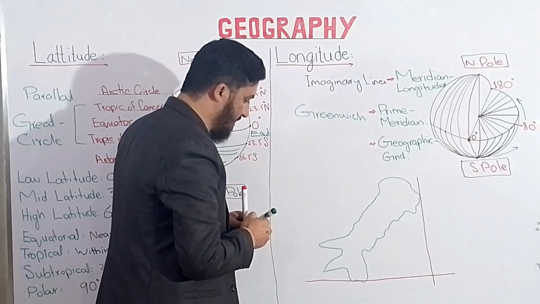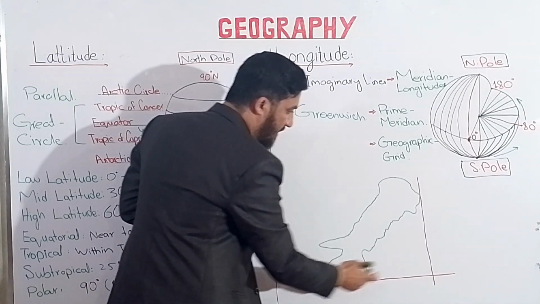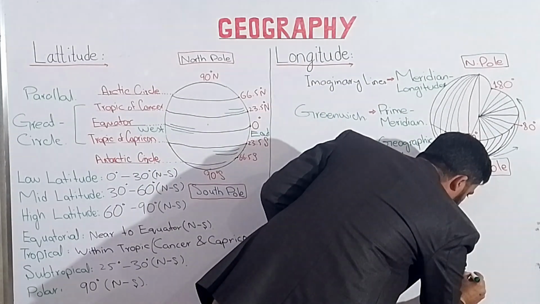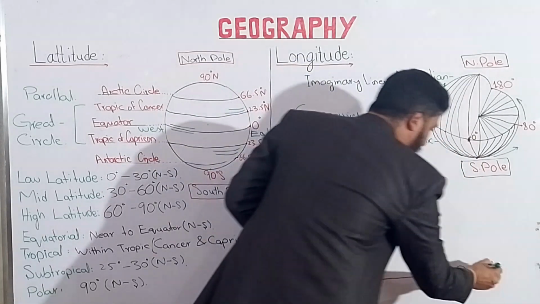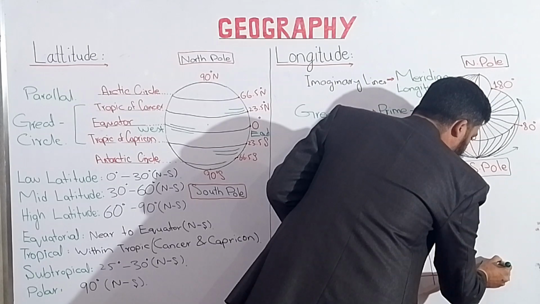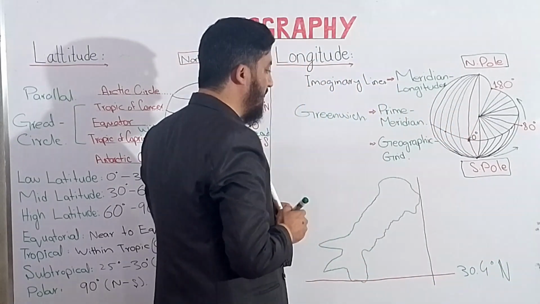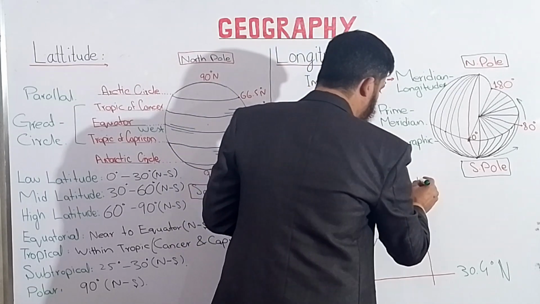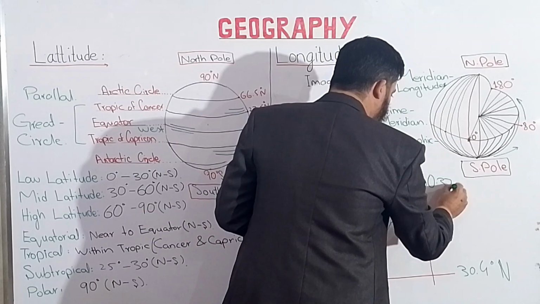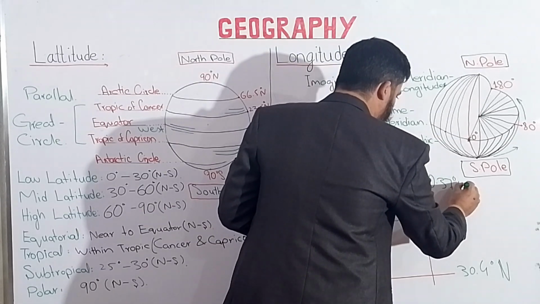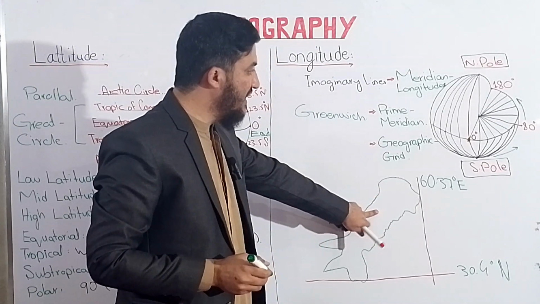This says that the latitude is 30.4 degrees north. Pakistan lies at 30.4 degrees north and towards 60.37 degrees eastward. So this is the geographical location of Pakistan according to the map.